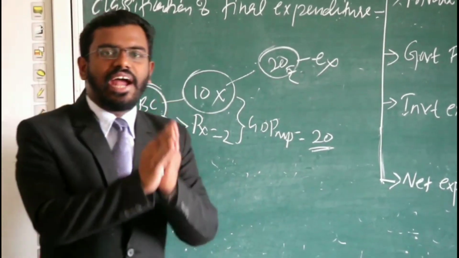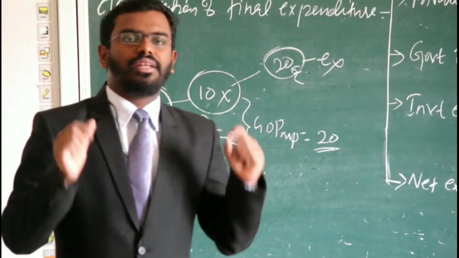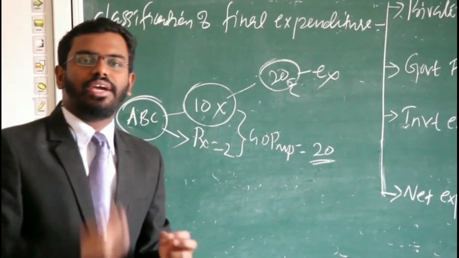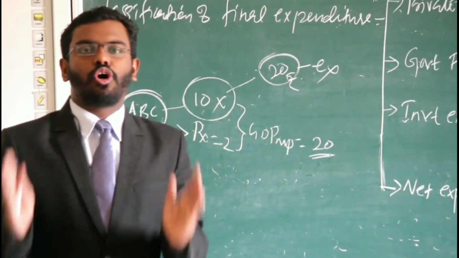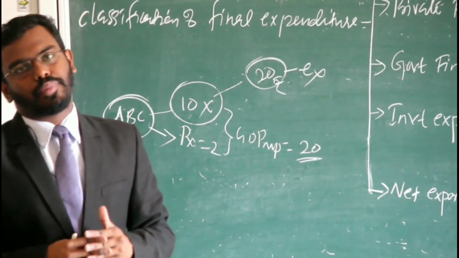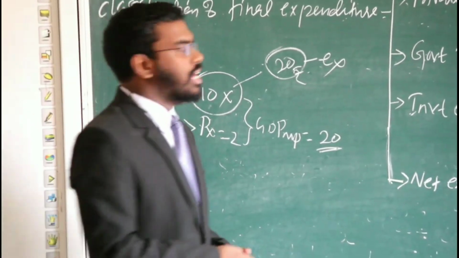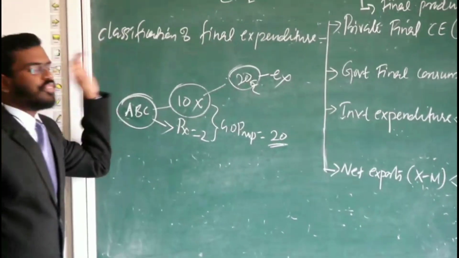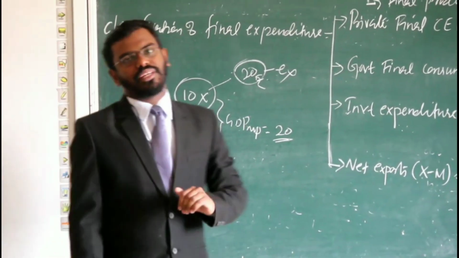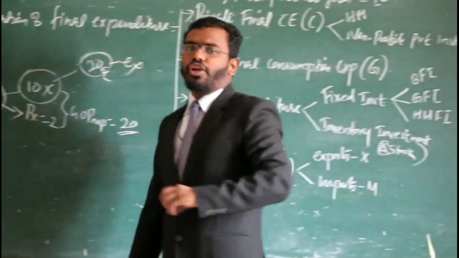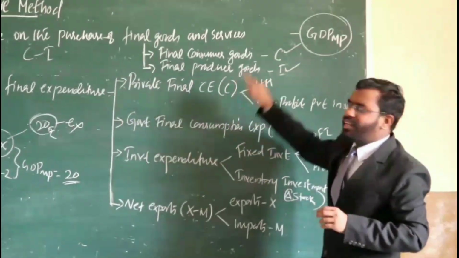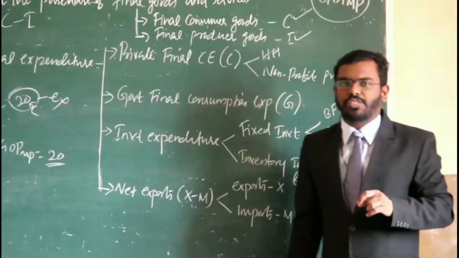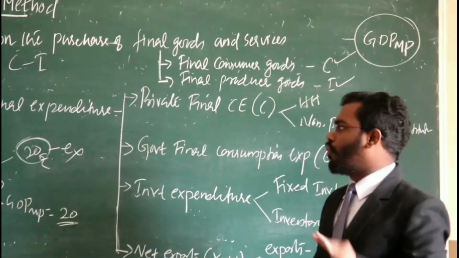So if we add all the expenditure made on final goods, then we will get gross domestic product at market price, GDP-MP. Next is the classification of final expenditure. Now we are going to classify or expand this expenditure, that is consumption expenditure and investment expenditure, into four.